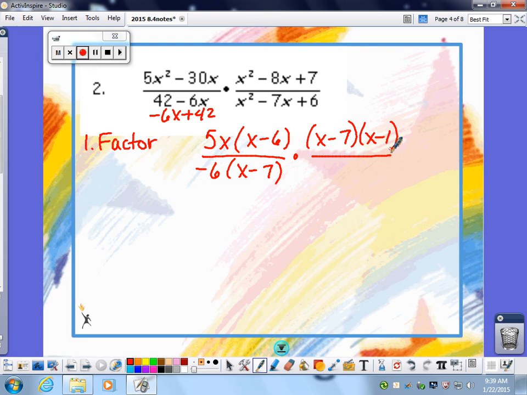All right, let's factor that second denominator, x squared minus 7x plus 6. It multiplies to give you 6, but adds to give you negative 7. So x minus 6, x minus 1.